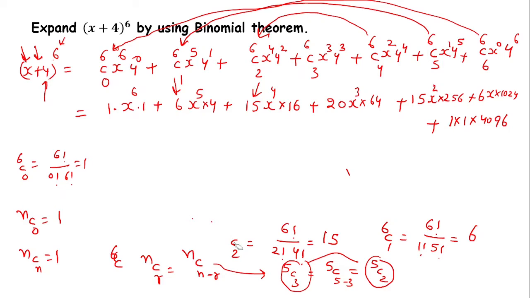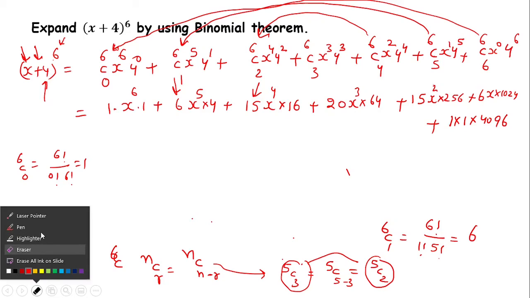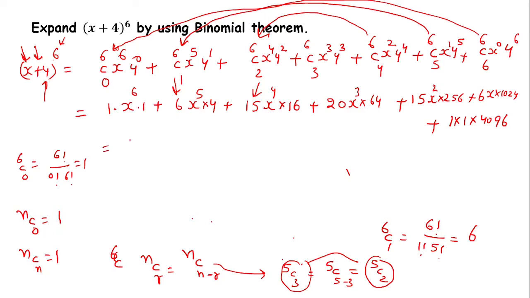You can simplify everything, and that will be your final answer. The final answer is here: x power 6, 6 times 4 is 24 x power 5, 15 times 16 is nothing but 240 x power 4, plus 20 times 64 will give you 1280 x cube, positive.